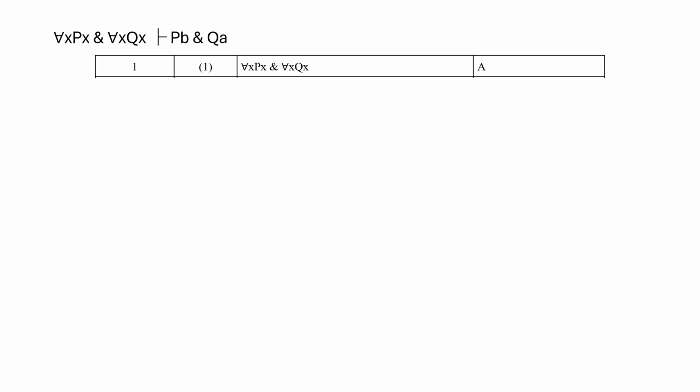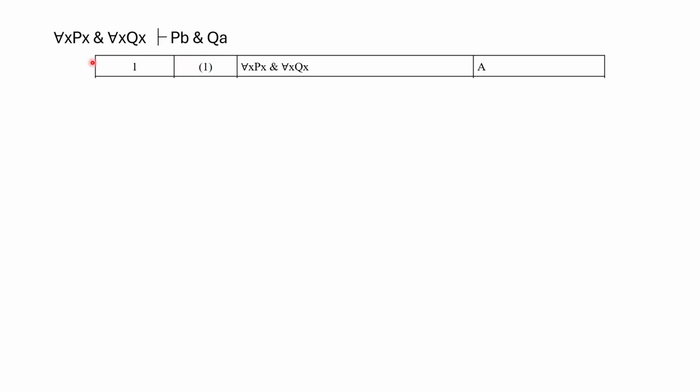Okay, so looking at what we have here, we have only one assumption, and we're just trying to derive two simple statements here, PB and QA. So remember, when we have an ampersand as our conclusion, we're just looking to derive one conjunct and then the other conjunct, and then we could just put them together with our ampersand in rule.